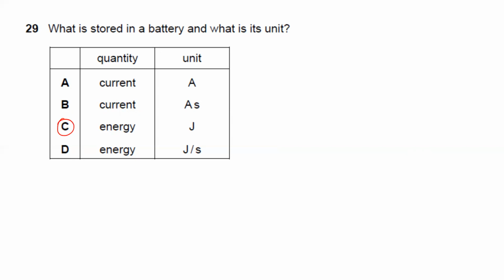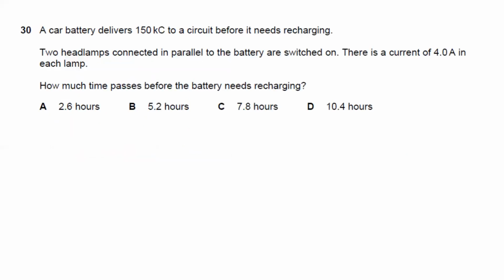Do not confuse it with ampere hours or ampere seconds or current. That is not a unit of current, ampere hour as well. So next question, question 30 says a car battery delivers 150 kilocoulombs to a circuit before it needs charging. Two headlight lamps connected in parallel to the battery are switched on. There is a current of 4 amperes in each headlamp. How much time passes before the battery needs recharging? So the circuit would look something like this. So this is the battery. We have two lamps both connected in parallel.